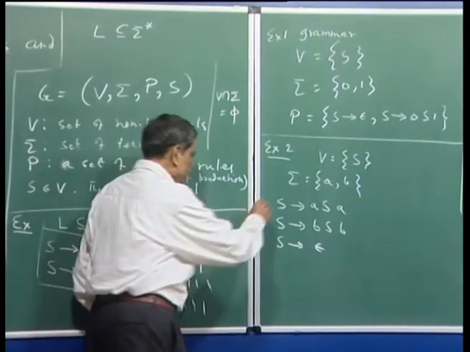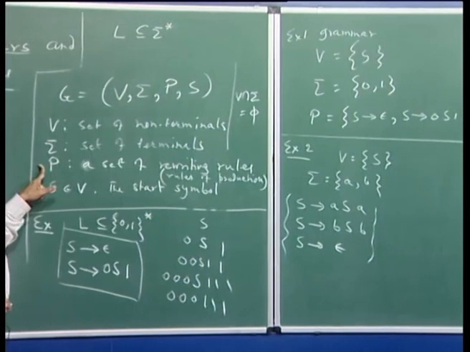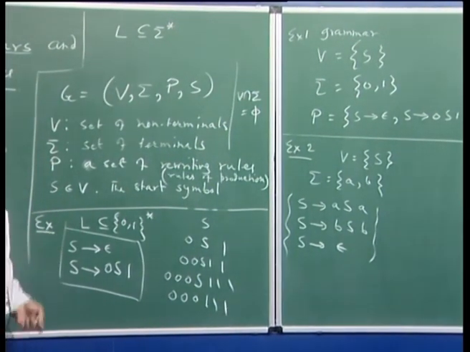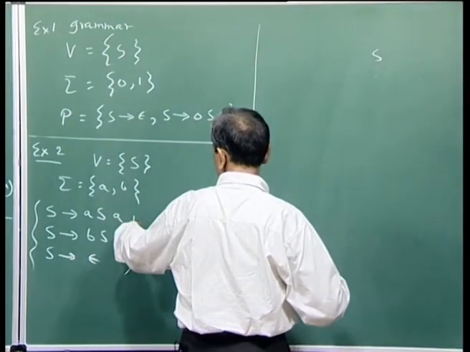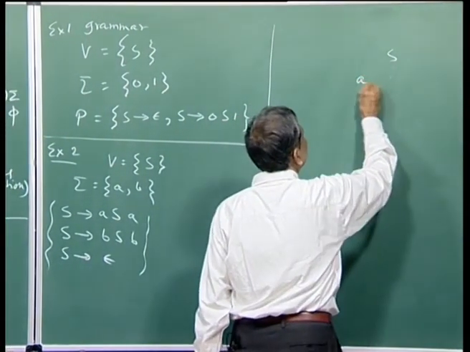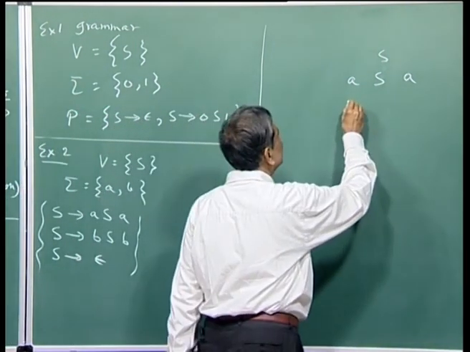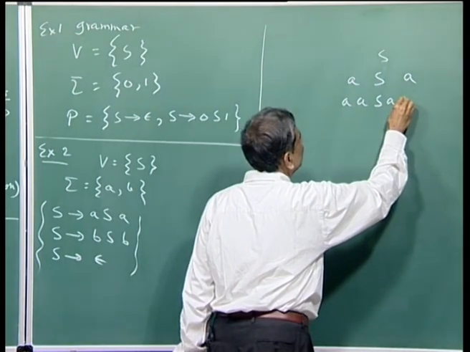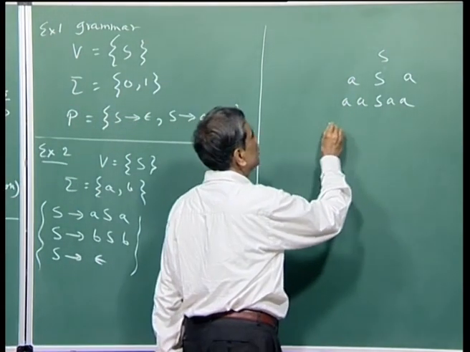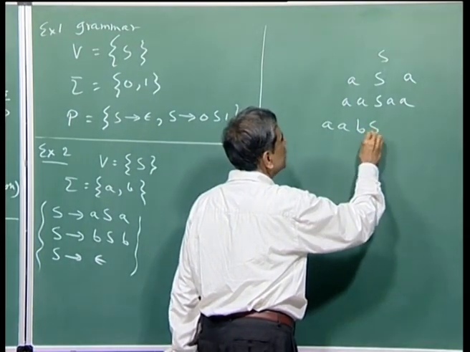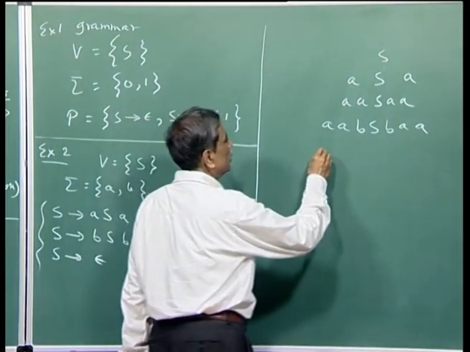So, these three rules will constitute capital P, the production rules. What kind of strings do I generate using these rules? Again, we start with S. Let me choose to use this particular rule. So, I will get A S A. Then, why not use the same rule once more. So, A A S A A. Now, let me use this rule. So, A A B S B A A, and once more let me use the first rule.